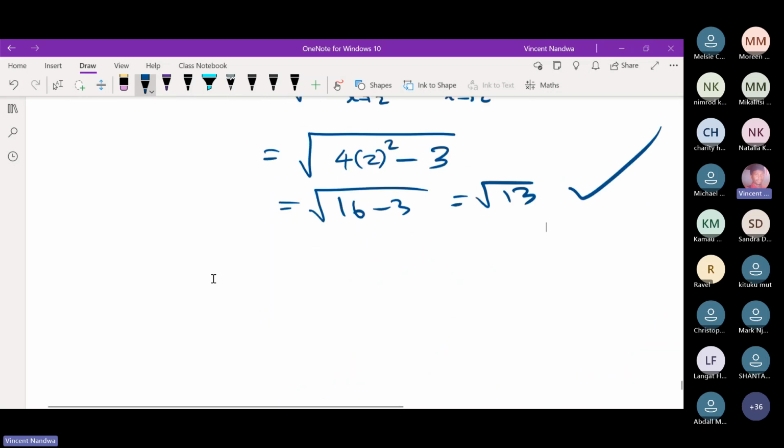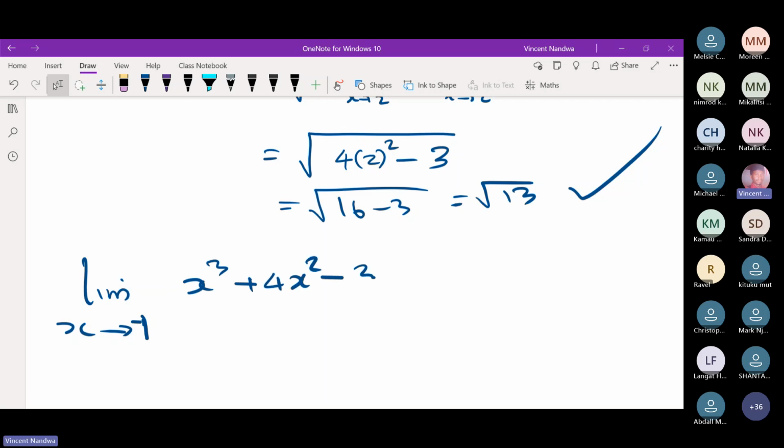Then can you solve this? The limit as x approaches minus 1 of x to the power 3 plus 4x squared minus 3 divided by x squared plus 5. Use limit properties to evaluate that limit. I can use one minute.